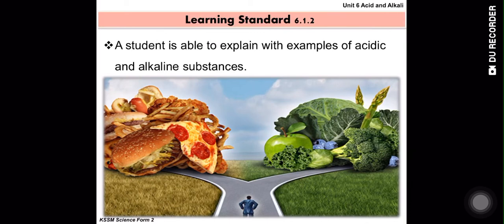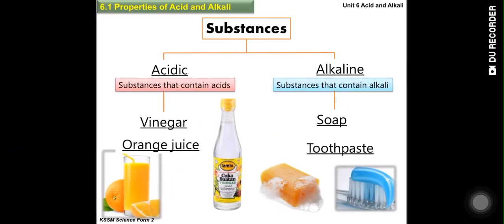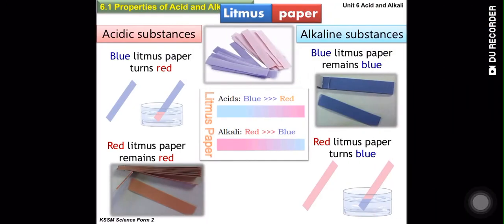Without the presence of water, they can't show their alkali properties. Okay, again, substances which are acidic: vinegar, orange juices, most of the fruit juices which have a sour taste, they're acidic. Then alkaline, we have the soap, the toothpaste, and we have the indicators, litmus paper, right, which can change to show the solution is acid or alkali.